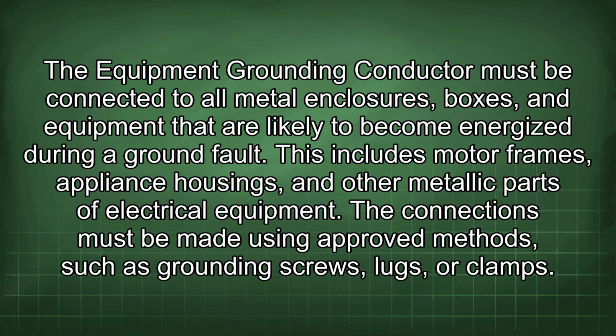The equipment grounding conductor must be connected to all metal enclosures, boxes, and equipment that are likely to become energized during a ground fault. This includes motor frames, appliance housings, and other metallic parts of electrical equipment. The connections must be made using approved methods such as grounding screws, lugs, or clamps.